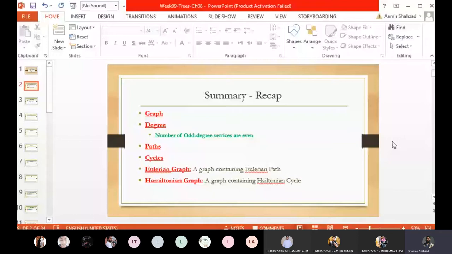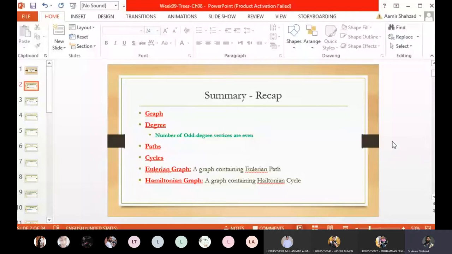Graphs are vertices and nodes and edges. Hamari jo bhi entities hoti hain, jo bhi process hote hain, unko hum nodes ke sath represent karte hain, aur entities ke darmiyan mein aapas mein relationship kya hai, us relationship ko hum edges se represent karte hain. Agar do nodes ke darmiyan relationship exist karta hai to ek edge exist karega. If there is no relationship, there won't be any edge. One important thing that we discussed was degree: how many edges are incident on a particular vertex, how many edges are coming into it.